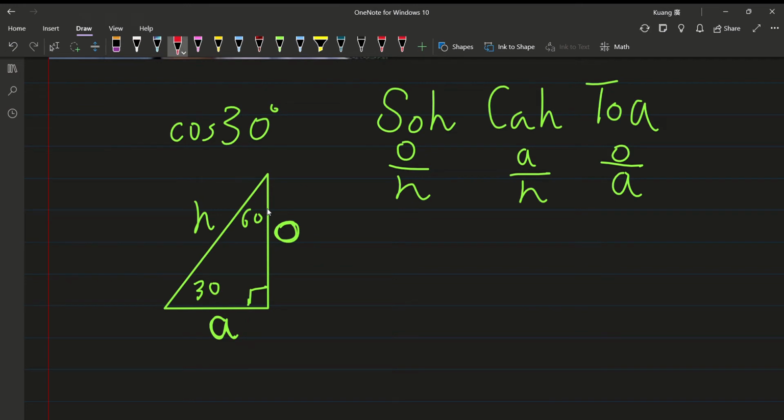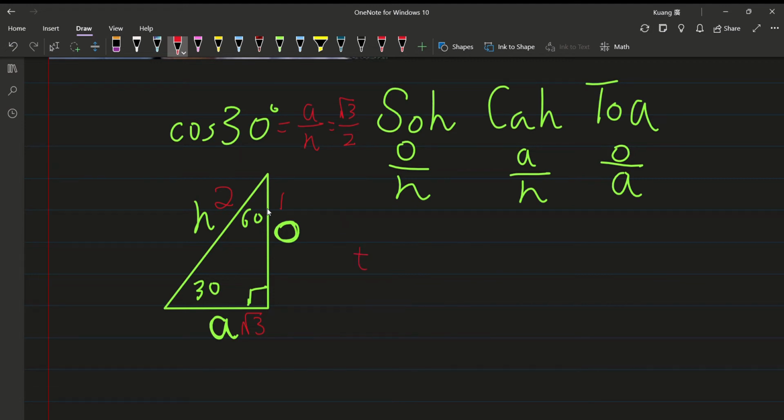And you have to remember the ratio of this special right triangle. The 30, 60, 90 degree triangle, the ratio is 2 to 1 to root 3. Okay, 1 is opposite to 30, root 3 is opposite to 60, and 2 is the hypotenuse. So cosine 30, that is the adjacent over hypotenuse, so it will be root 3 over 2.